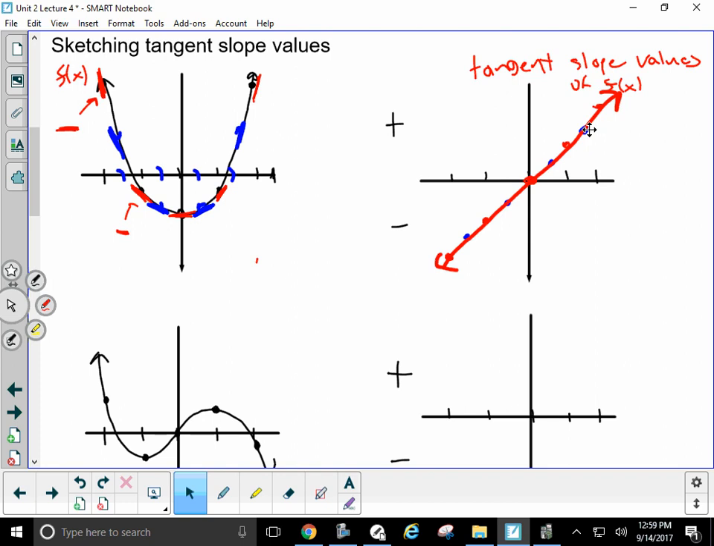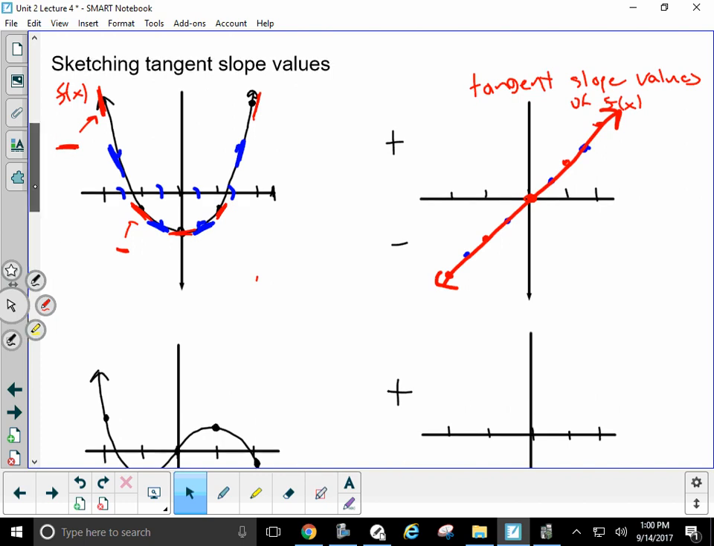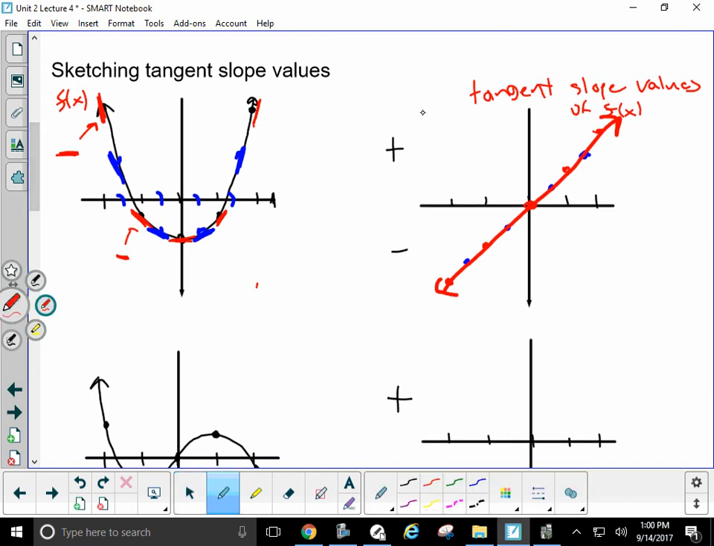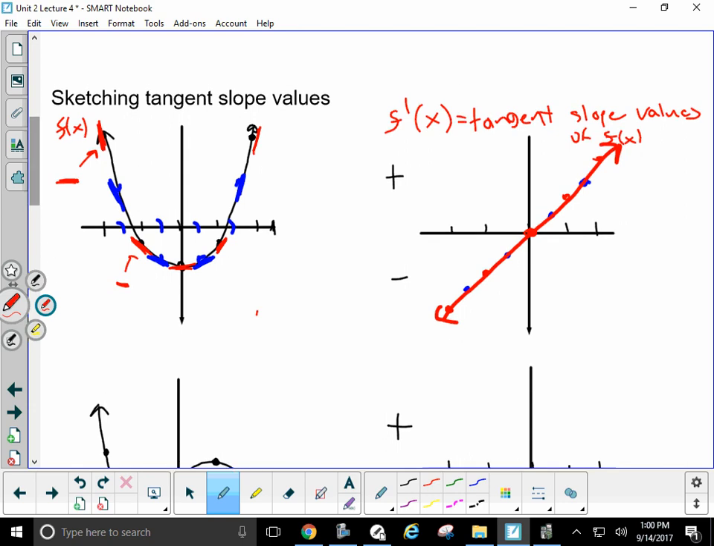Now, this is a huge discovery. Why is it a huge discovery? Because this line is a function. It is something that can be expressed as an equation. I can say the tangent slope values equal whatever this equation's graph gets me. And when this discovery happened, we said, okay, since this is a function, let's designate this function as something special but related to f. We call it f prime of x. This prime is just a little tick mark.